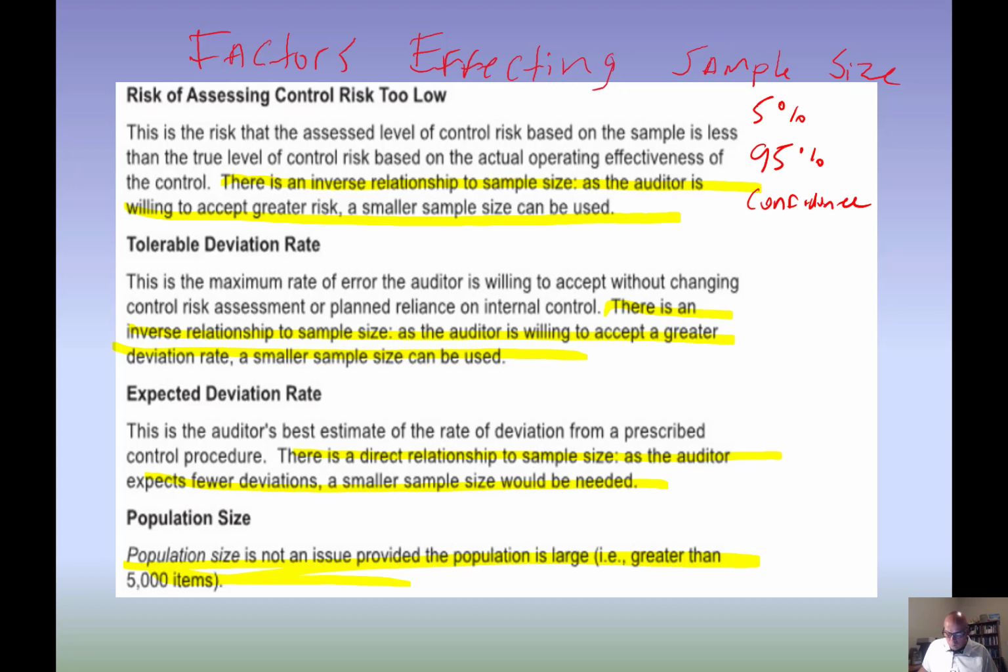So we say that there is an inverse relationship between sample size and the risk of assessing control risk too low. So if we want to lower the risk, we need a larger sample size. If we can accept more risk, we can have a smaller sample size. Inverse relationship.